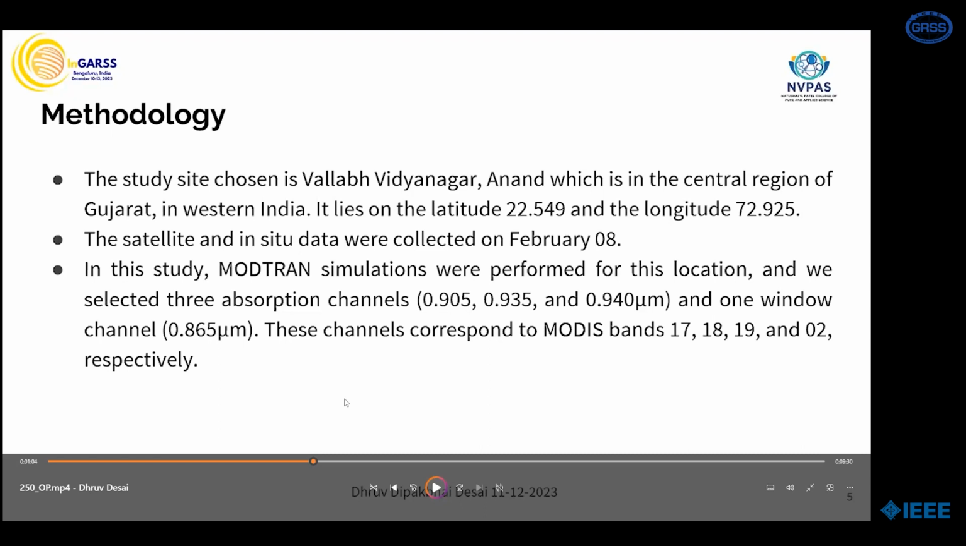micrometer range, and one window channel was selected at 0.865 micrometer.